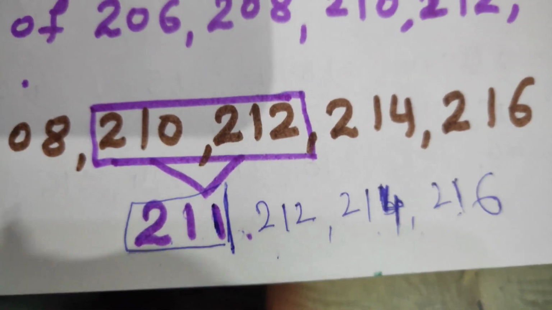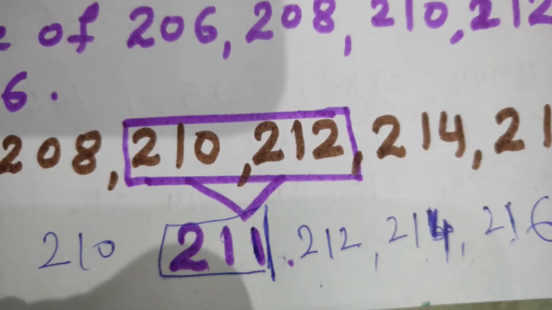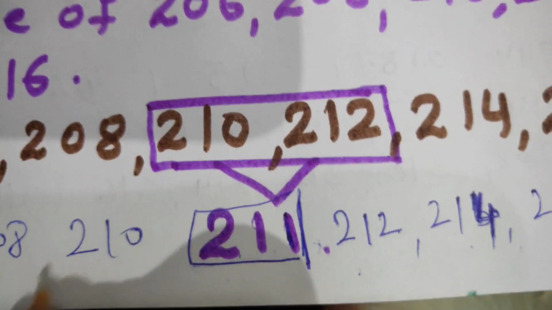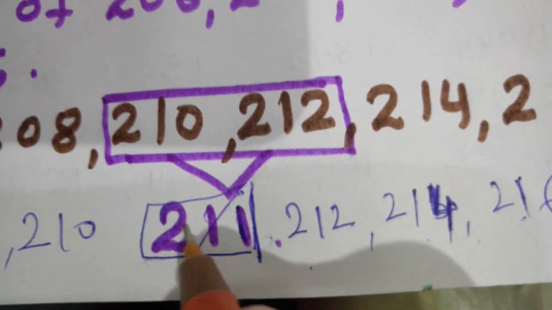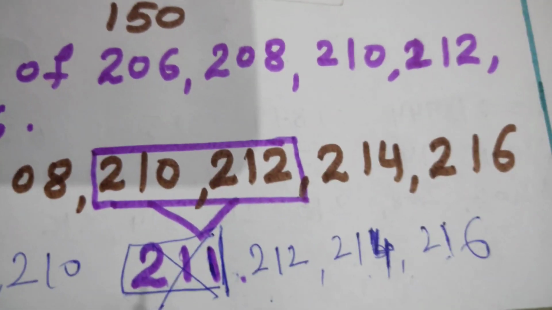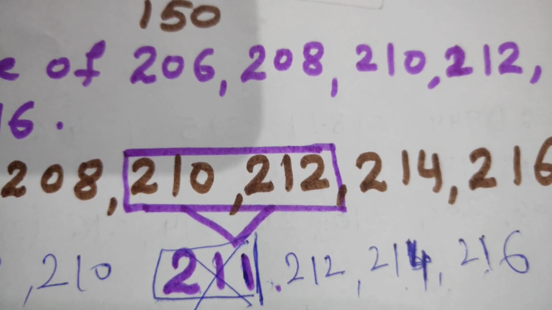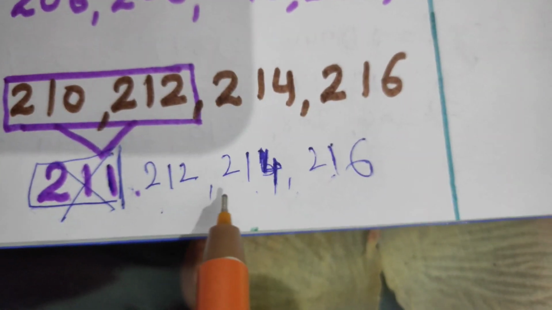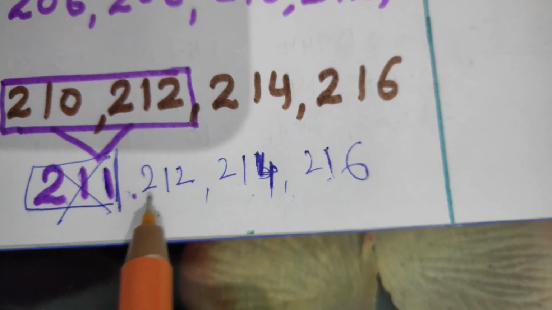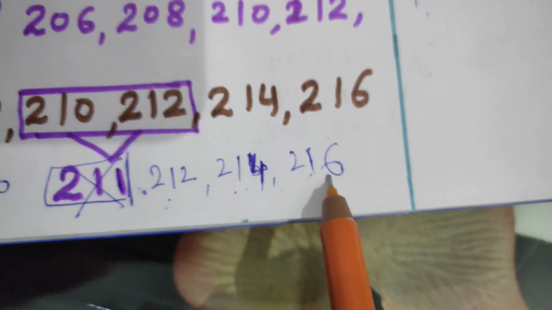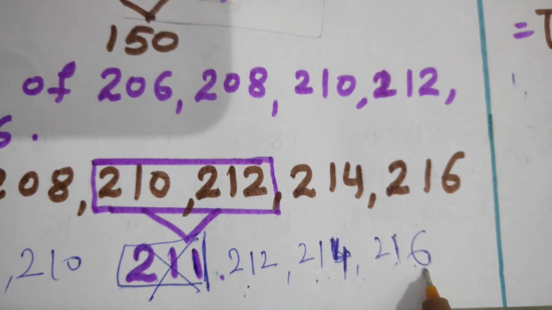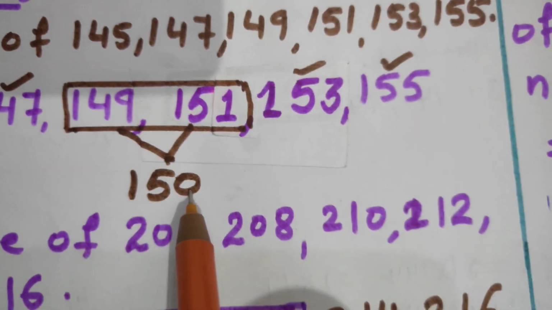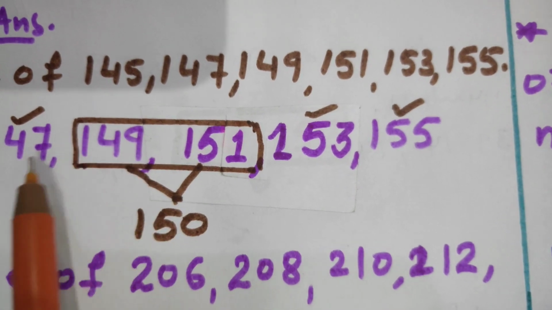And 3 numbers before this: 210, 208, 206. So this number, 211, will not be written, because it is not part of this series. So 206, 208, 210, 212, 214 and 216. This is my answer. Similarly here, if you are given that the average is 150, find all the numbers.